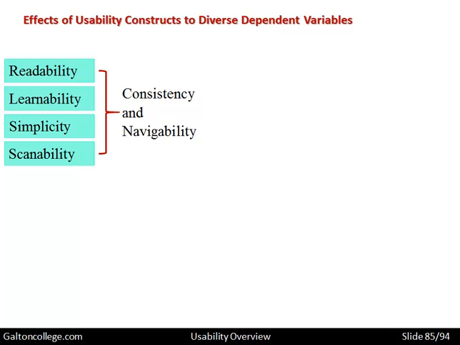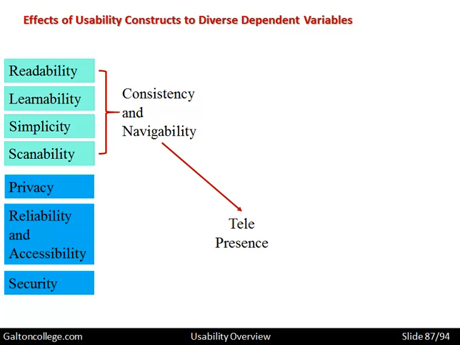So these sort of ideas we can group under consistency and navigability. Then we have the telepresence. We have privacy, because we don't want to have lots of cookies sitting in our system emailing us and checking what we're doing, or even worse still, planting a virus that's watching us and reporting back about what we're up to. We want reliability and accessibility, and we want security.